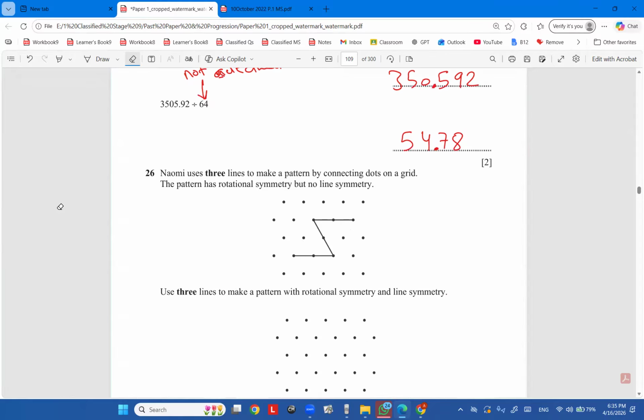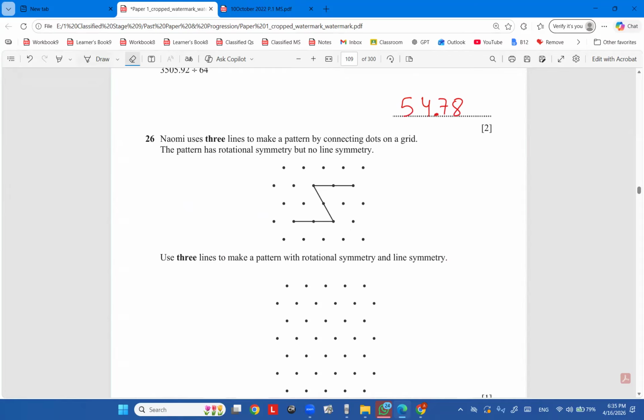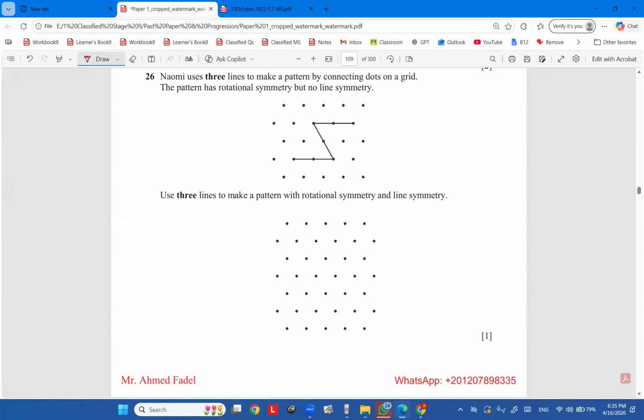The next question says that Naomi uses three lines to make a pattern by connecting dots on a grid. The pattern has rotational symmetry but no lines of symmetry. Use three lines to make a pattern with rotational symmetry and a line of symmetry. You're going to find that the only pattern you can make that has rotational symmetry and a line of symmetry is just a triangle.